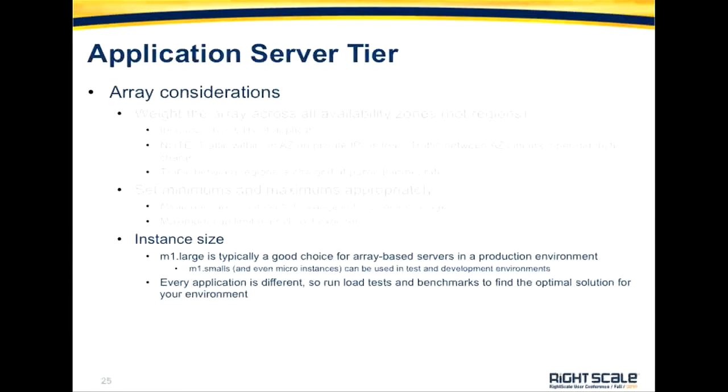Every app is different. Run those load tests, bang away on it, see what's right. Run it with M1 larges, swap them out, run it with M1 extra larges. Maybe in a particular load you need 10 M1 larges, but you only need 2 M1 extra larges. All right, well then look at the prices, do the math, and figure out which way works best, right? So again, benchmark, load test, figure out what's right. Every app is a little bit different, so there's no silver bullet.